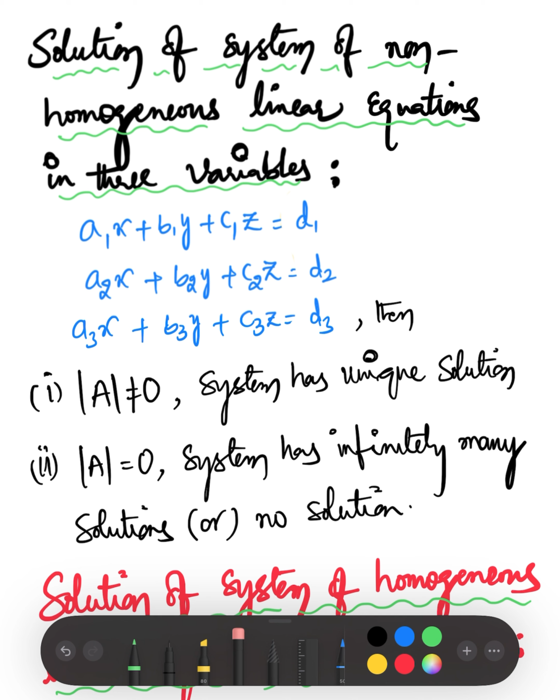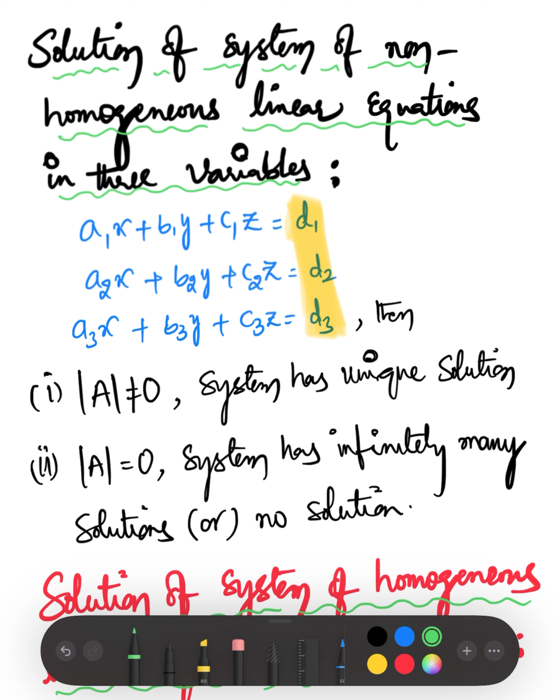In this case, if you observe the right hand side values, d1, d2, d3, right. Now in case of this, we have two conditions. The first one is, if a system has a unique solution, meaning only one solution, then det A is always not equal to 0.